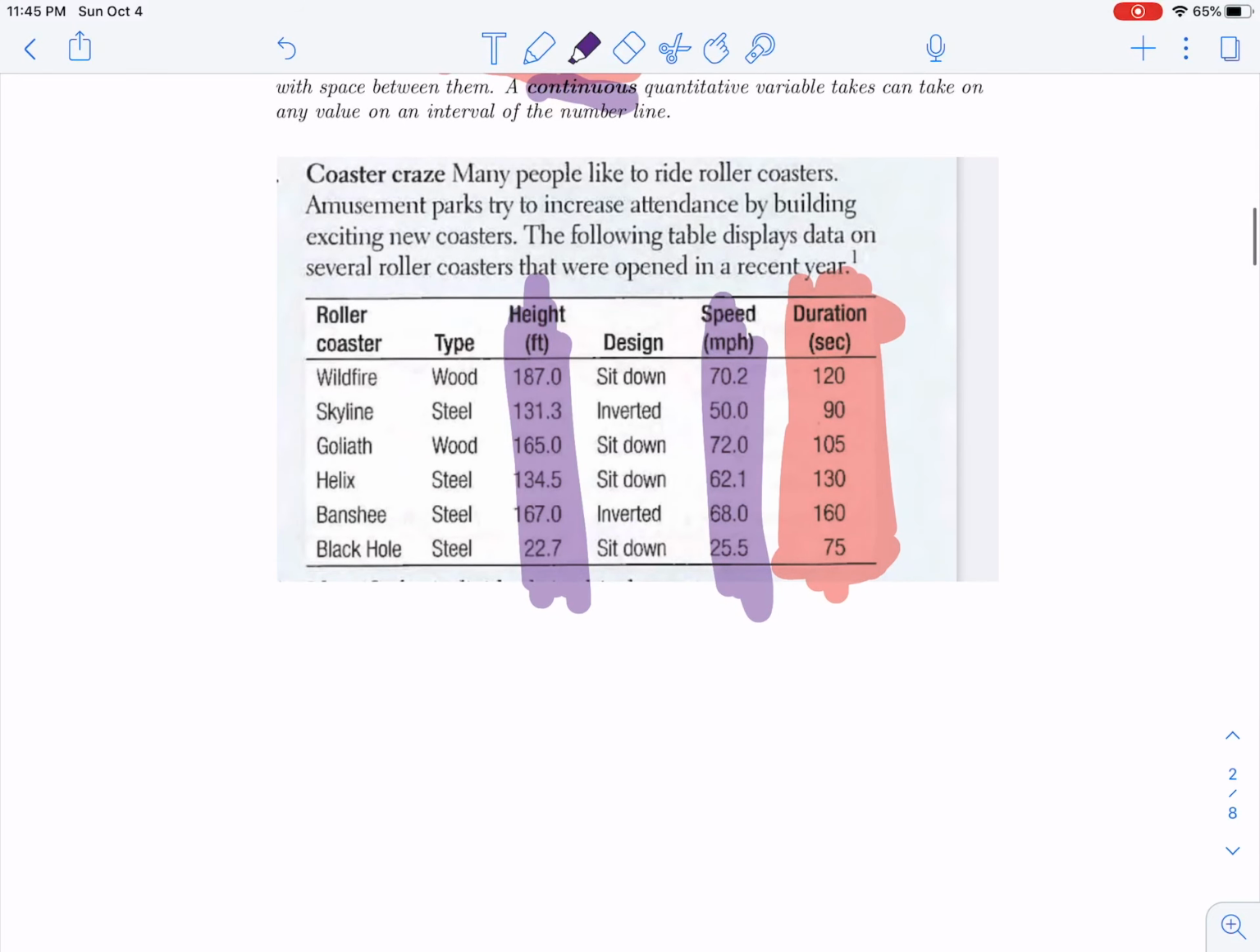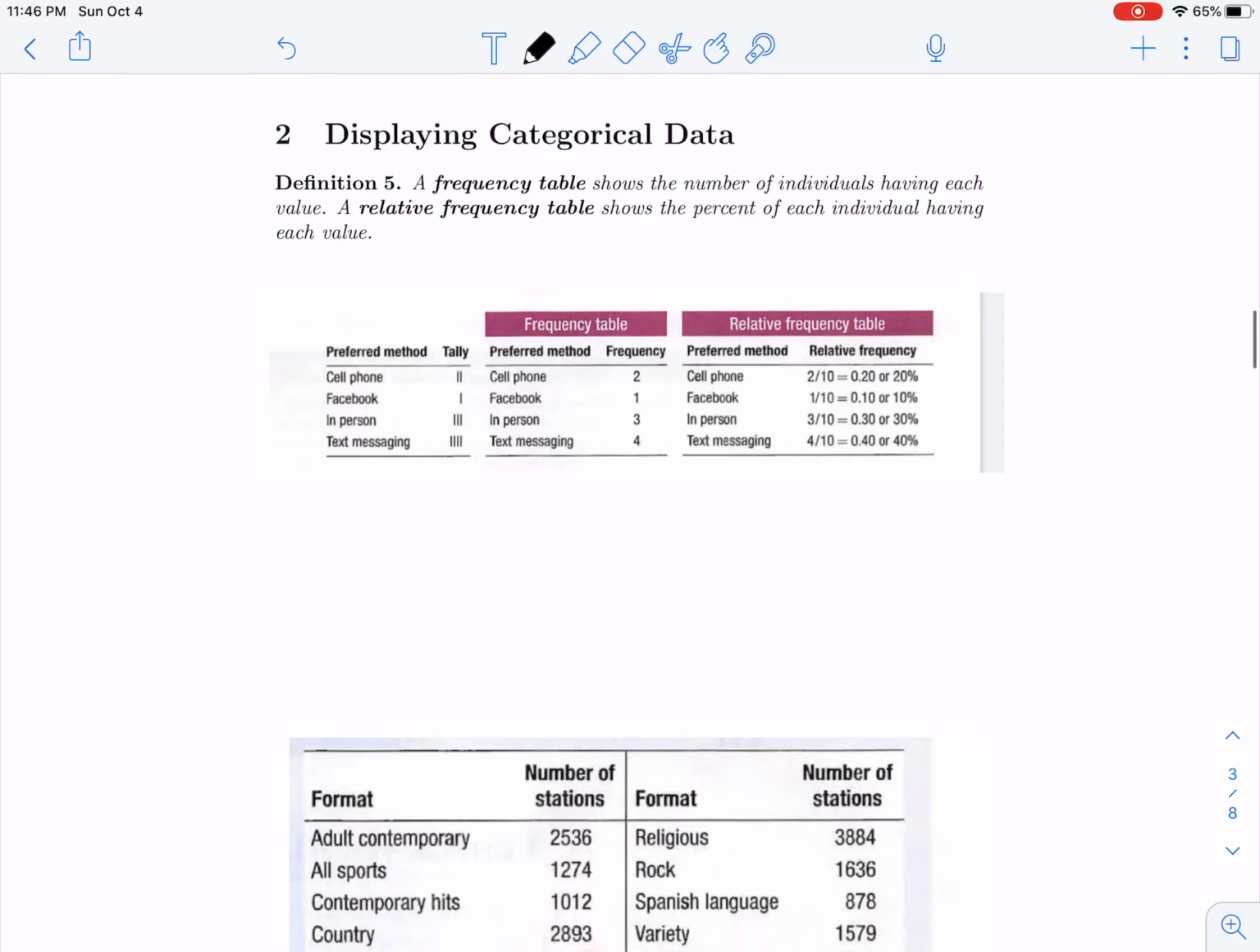We do not talk about continuous or discrete for qualitative or categorical variables because they have nothing to do with numbers. Now, displaying categorical data. We're going to focus in on categorical data for a bit. Categorical data puts individuals into categories. One thing people might be concerned about is the frequency that they're in these categories. So here's an example of ways we can display that data using a frequency table.